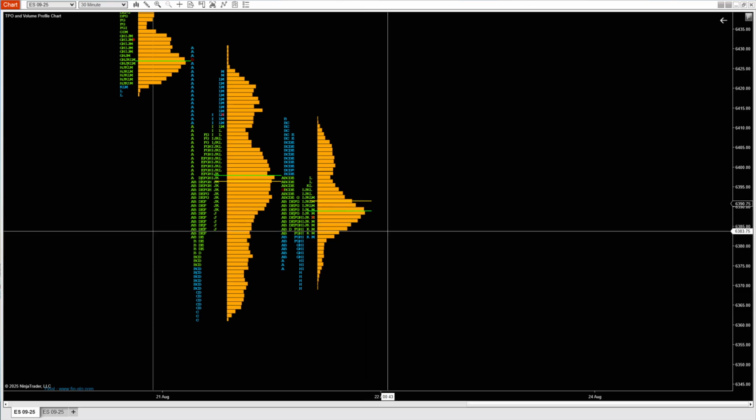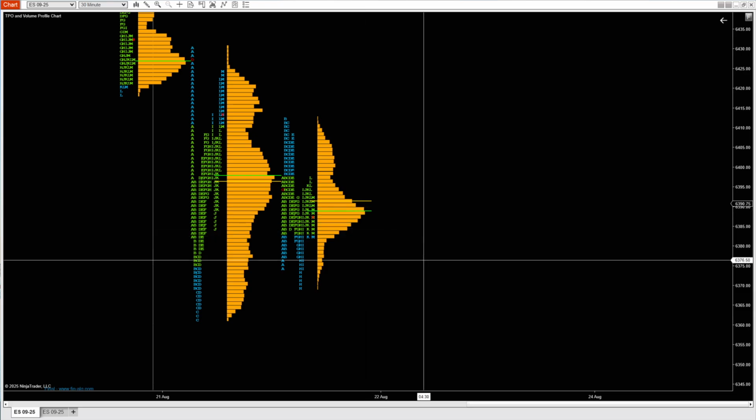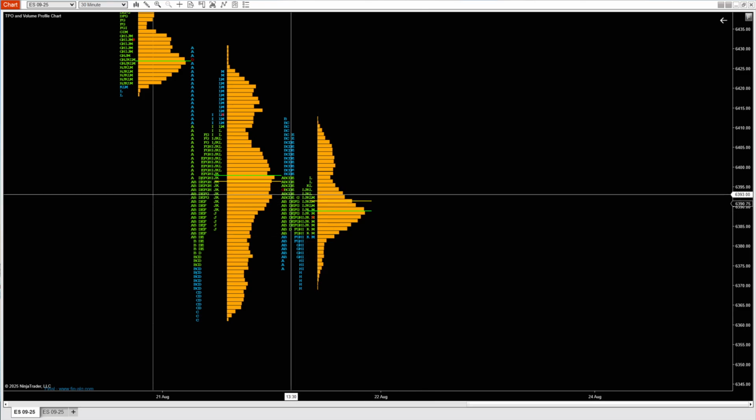So I trade mainly using market profile, contextual indicator, and in addition to that, I use normal price action charts as well, candlestick charts. So let's dive into this auction.